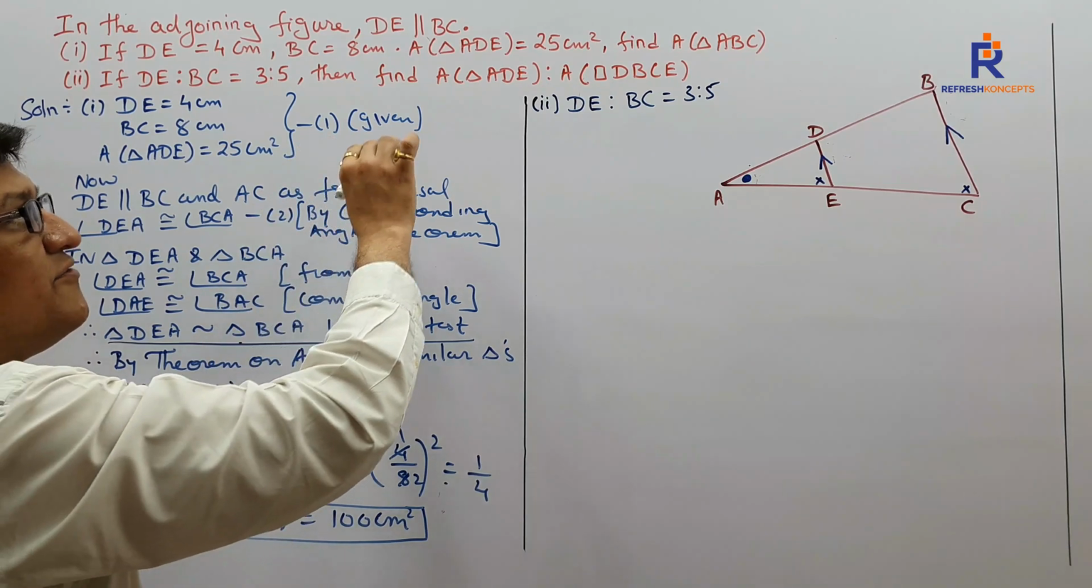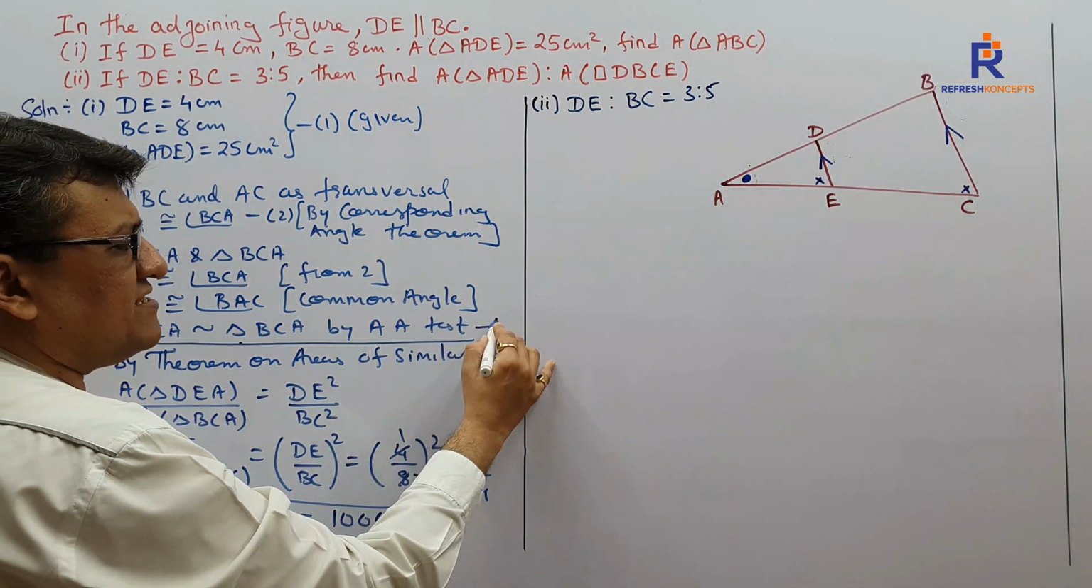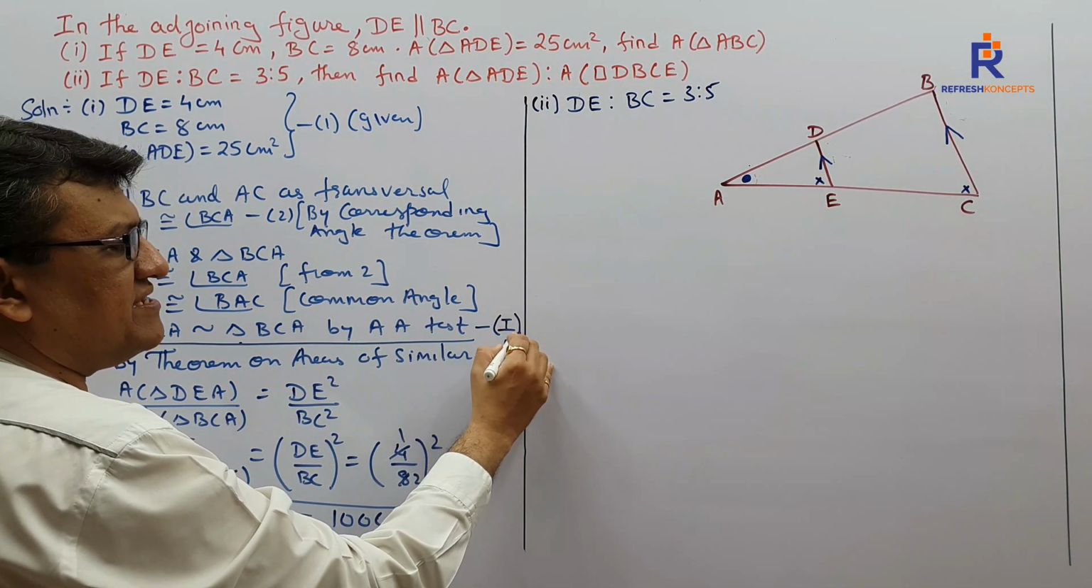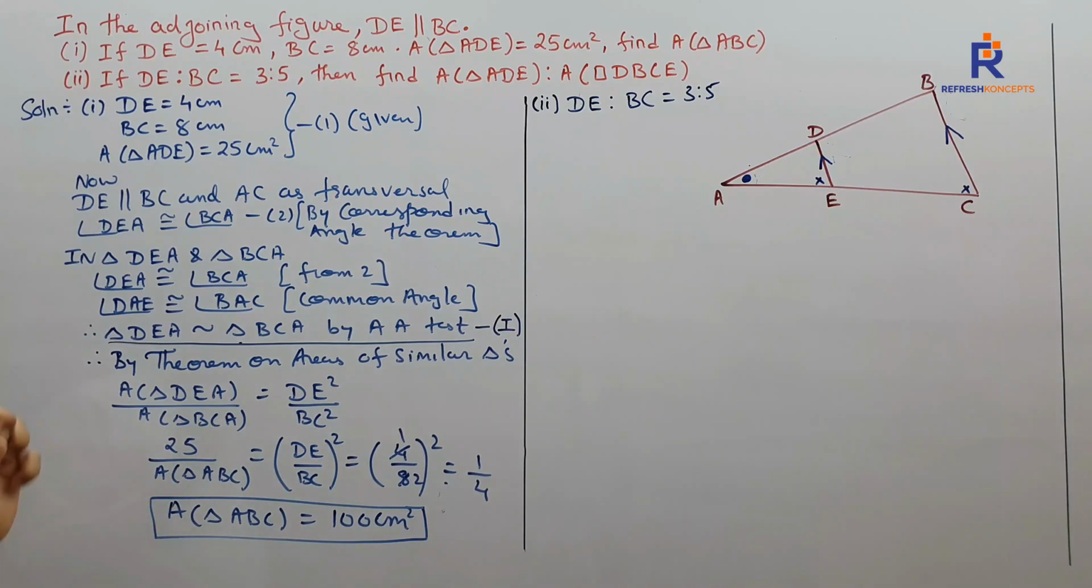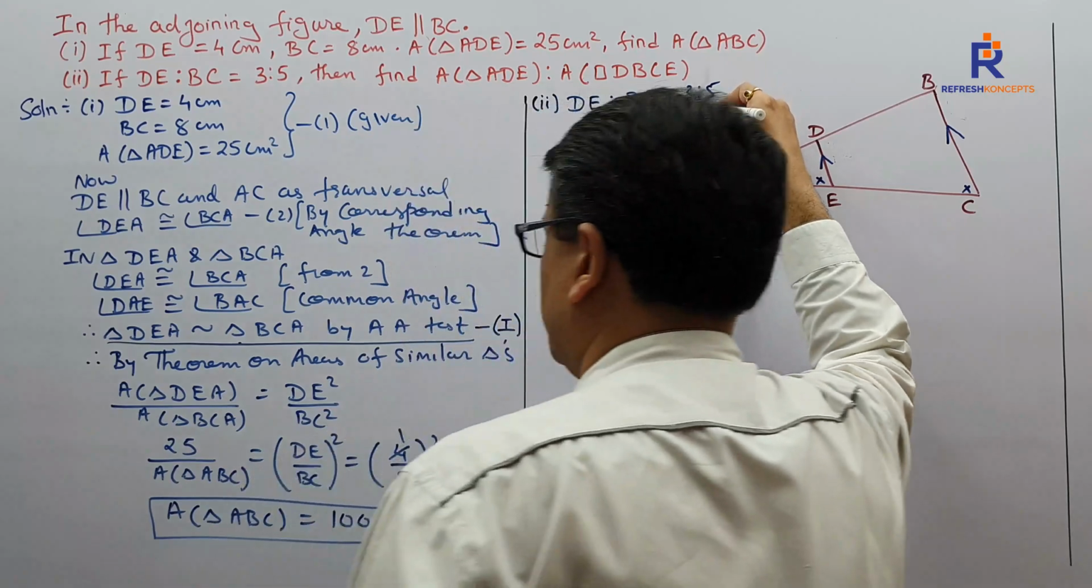But since here we have two sub questions, one below the other, we are taking this. So I'm just marking this as Roman number 1. And here we start off with this equation number.